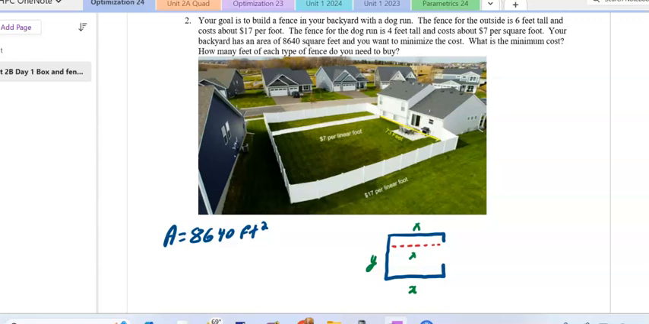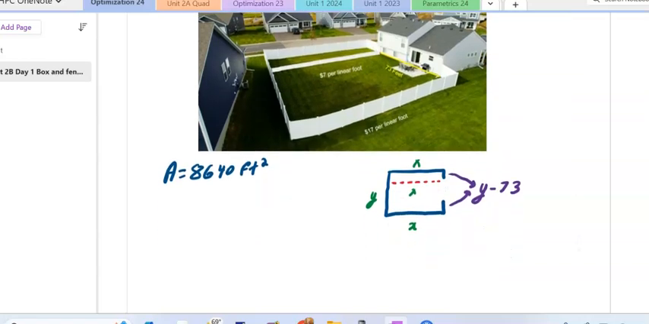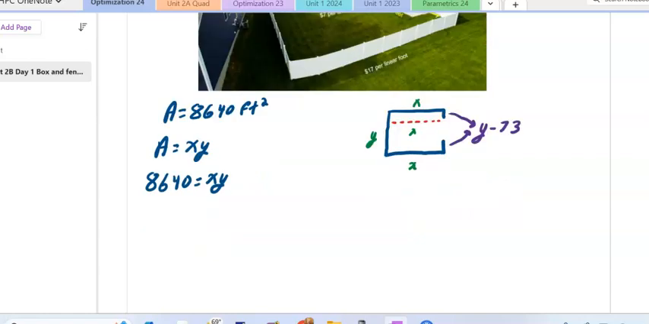And then since this little blue piece and that little blue piece have to exclude the house, those two little blue pieces are going to be y minus 73, since the width of the house is 73 feet as shown in the diagram. So now using this picture, we know that the area is x times y, which means 8640 is equal to x times y. We need to create a cost function.